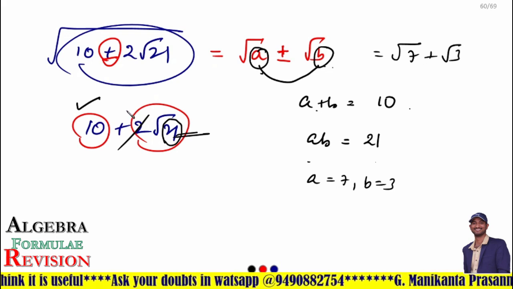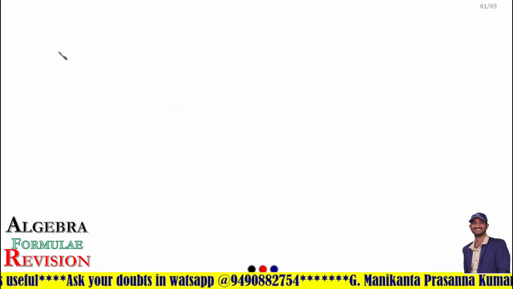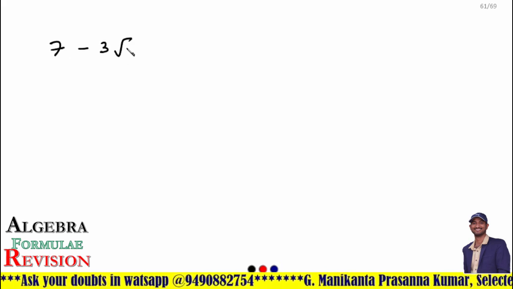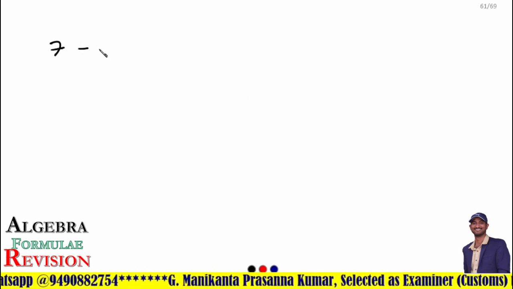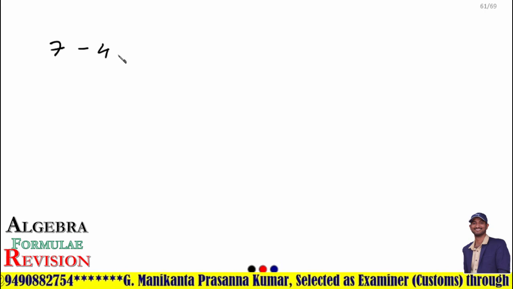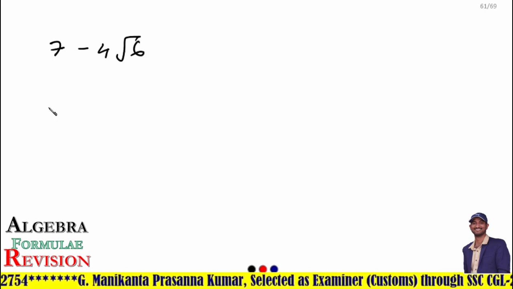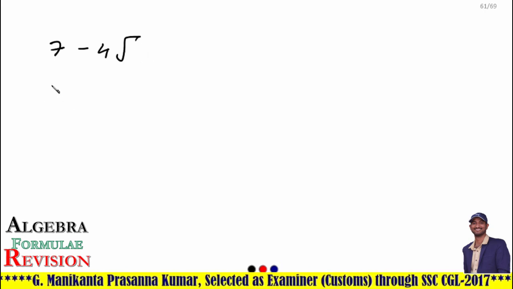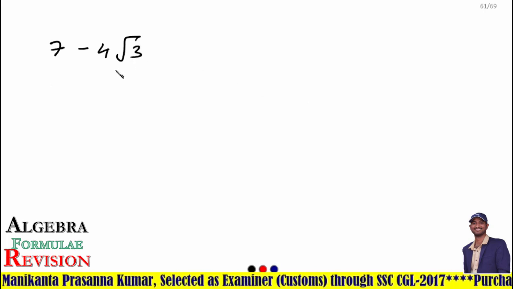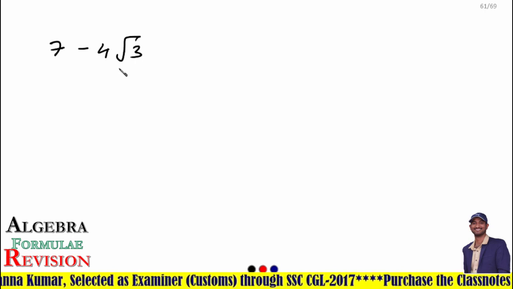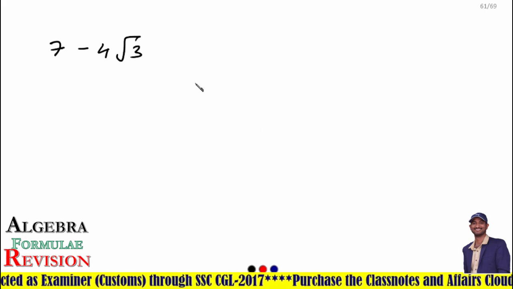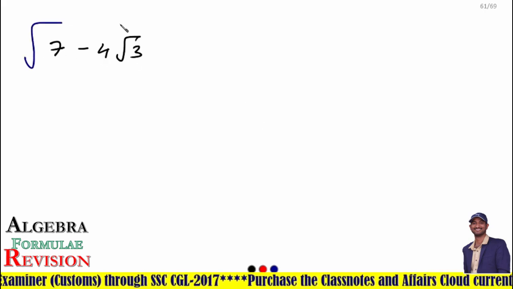I'll tell you with an example. One more example. Let's see. 7 minus 4 root 3. Okay. So it is somewhat difficult. Clear? 7 minus 4 root 3. What is the square root of this?